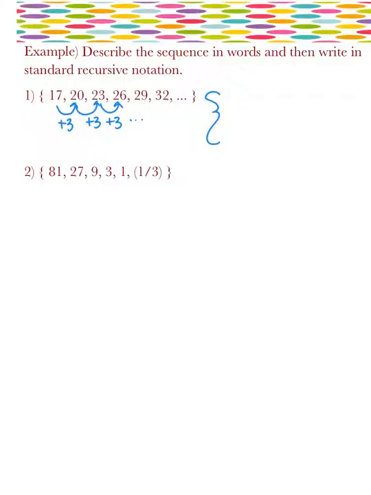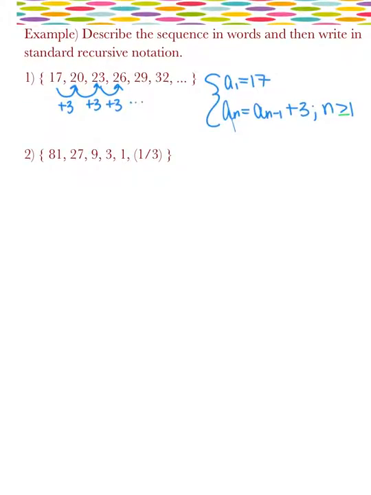So for my notation, I'm going to say a sub 1 is equal to 17. And a sub n is equal to a sub n minus 1 plus 3. And I'm going to set the n is greater than 1. Some people will put an n is greater than or equal to 1 here, which is completely fine. It's not wrong. It's not necessary, but some people put greater than or equal to.